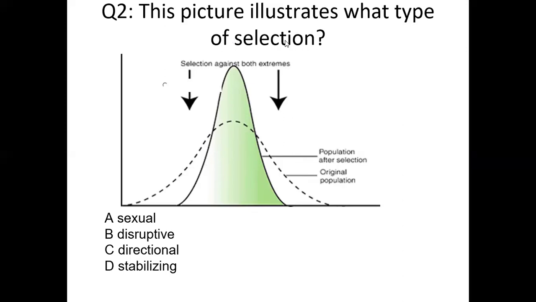The too big, they get eaten because they can't get into the holes. The too small, they get eaten because they're weak and other things can catch them. But right in the middle, that's the sweet spot. And that is called stabilizing selection.